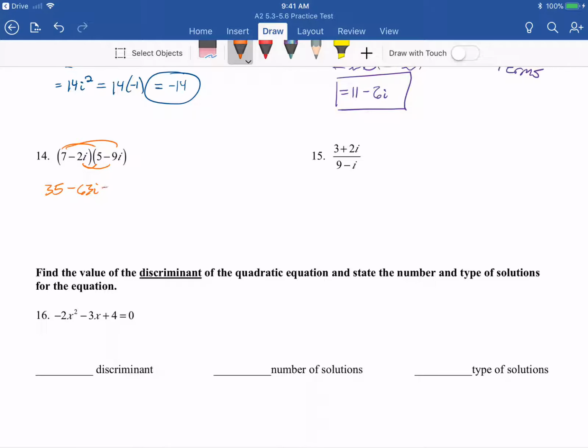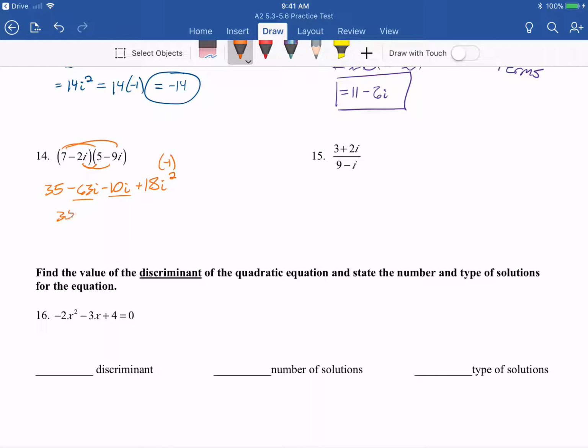Negative 2 times 5 is going to be negative 10i, and negative 2i times negative 9i is going to be positive 18i squared. So don't forget that i times i is i squared. So now you can go through and simplify some things here. I can combine some i's and some i's, and then I know that my i squared is negative 1, so I'll plug that guy in.